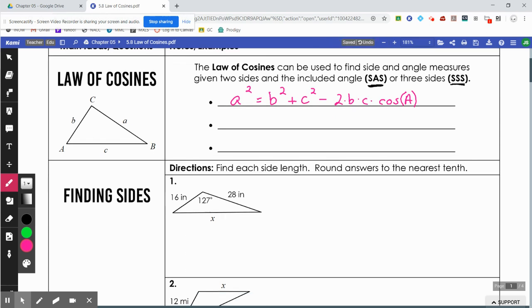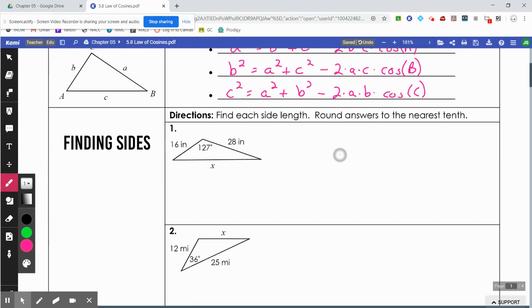Or you can just rearrange everything. B squared equals a squared plus c squared. And notice all I'm doing here is flip-flopping my a's and b's. So this would be minus 2 times a times c times the cosine of B. Or my last one, c squared equals a squared plus b squared minus 2 times a times b times the cosine of C. And you could actually get by with only using one of these by flip-flopping some values around, and we'll show you how to do that as we go.